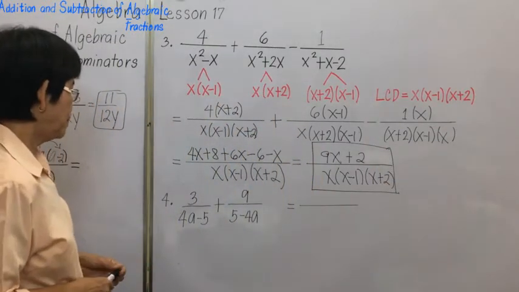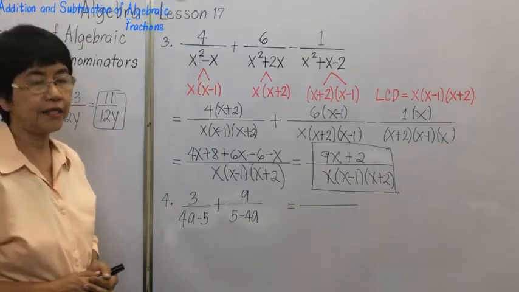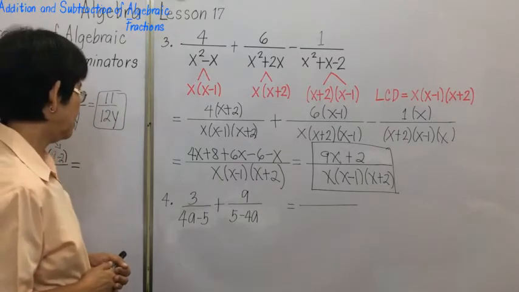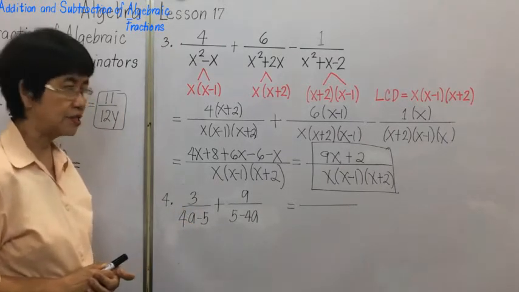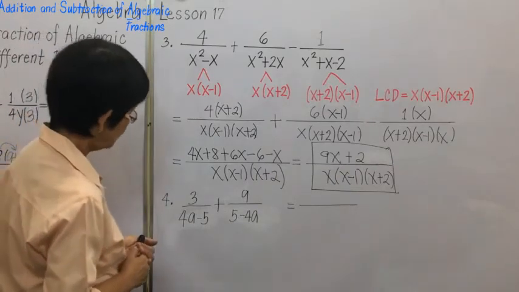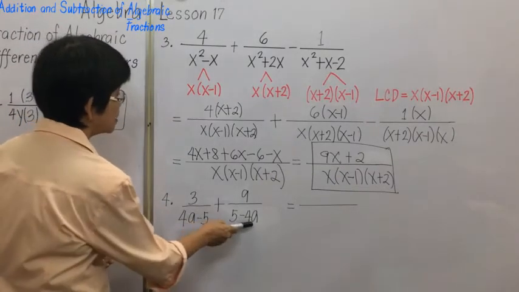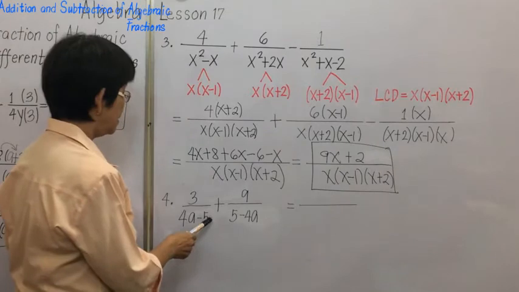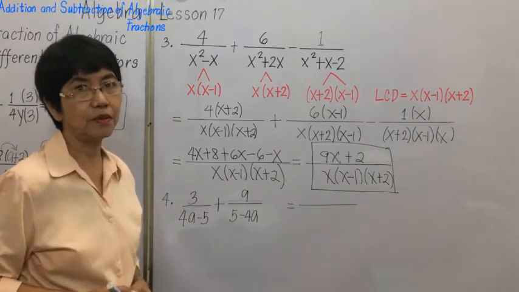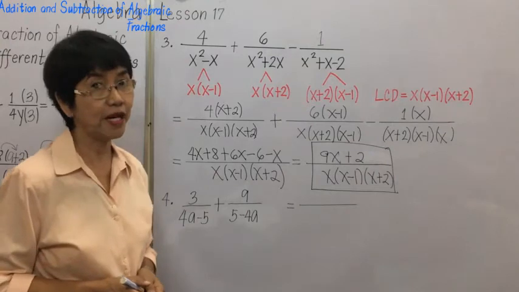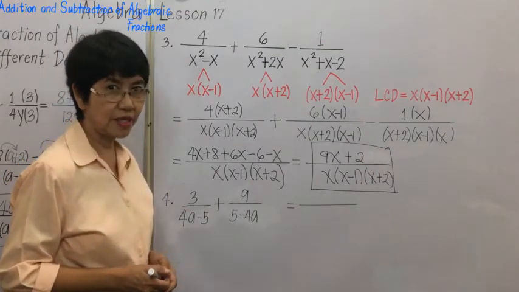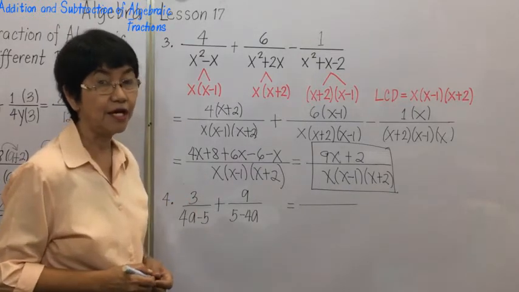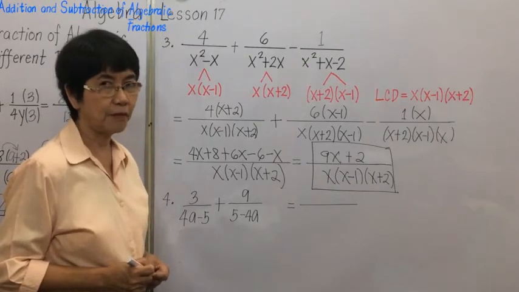And lastly, we have 3 over 4a minus 5 plus 9 over 5 minus 4a. So the form of the denominator is familiar because we have opposite signs for 4a and negative 4a, and opposite signs for negative 5 and 5. So we will simply manipulate that by multiplying one of the fractions by negative 1 over negative 1 to change the form of the denominator and have a common denominator.